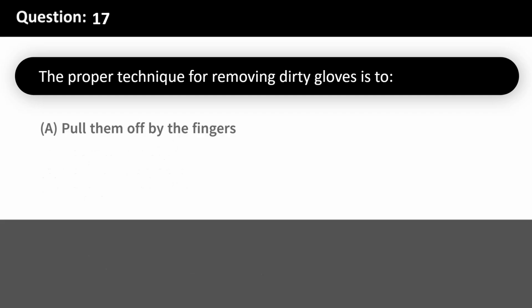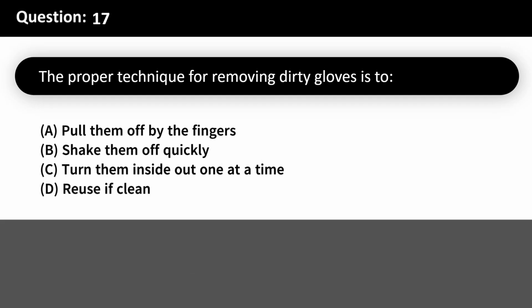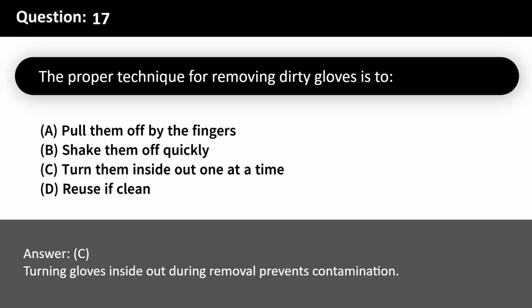The proper technique for removing dirty gloves is to: A. Pull them off by the fingers. B. Shake them off quickly. C. Turn them inside out one at a time. D. Reuse if clean. Answer: C. Turning gloves inside out during removal prevents contamination.